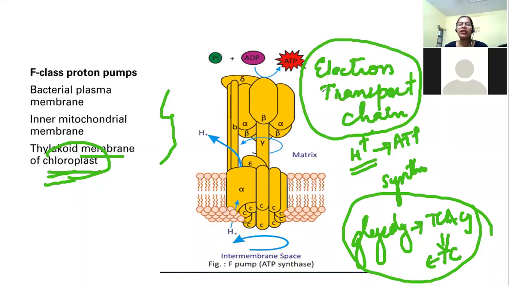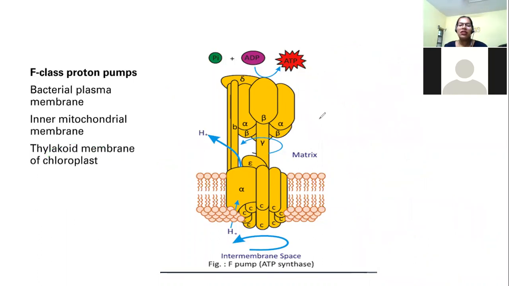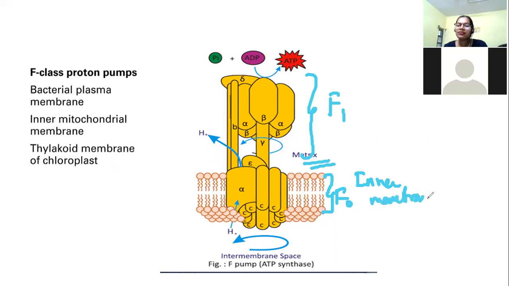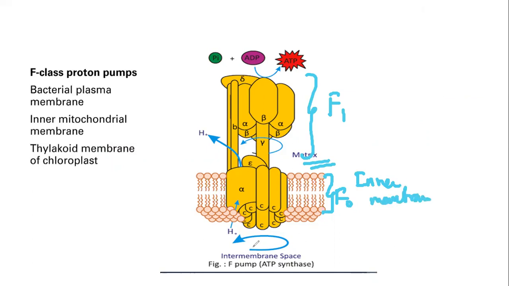Now look at the structure over here. Among this, which one is going to be your F0 and which one is going to be your F1 particle? The transmembrane integral protein is your F0, and the peripheral one is your F1. Now you can see that this F1 is present in the matrix. If we are talking about the mitochondria, then it is present on the inner membrane. So this is the inner membrane of your mitochondria. Then the intermembrane space is there, and then here you can find the outer membrane.